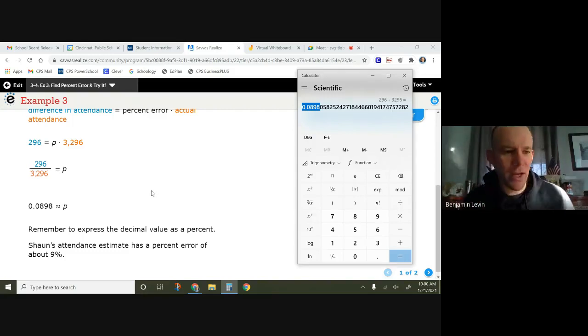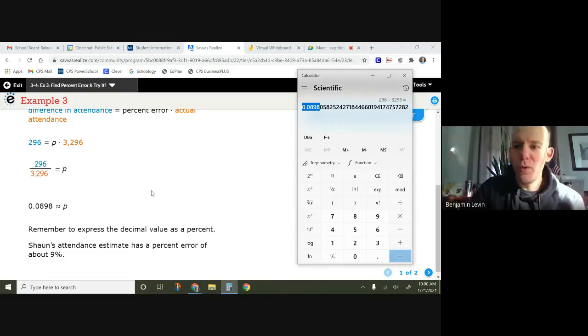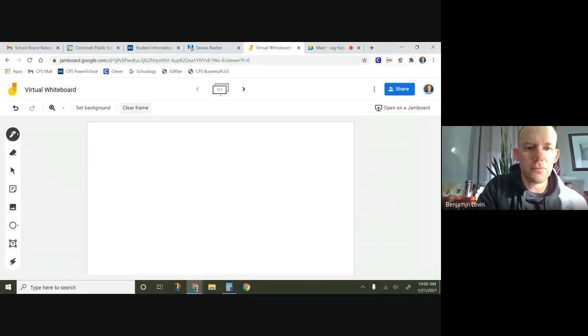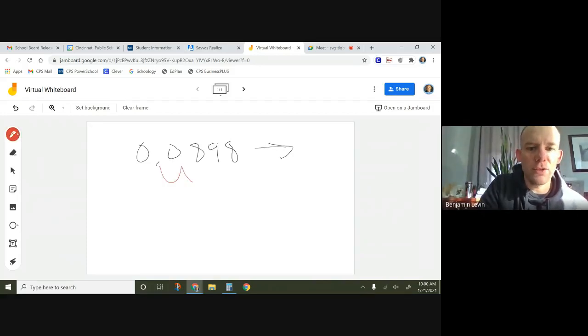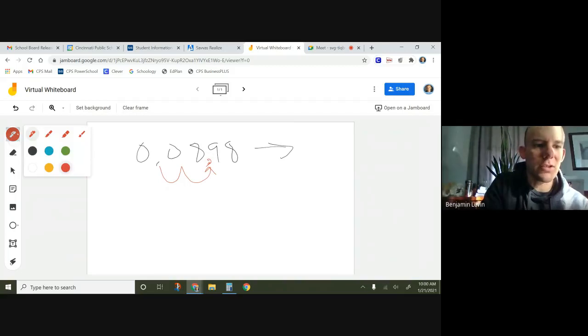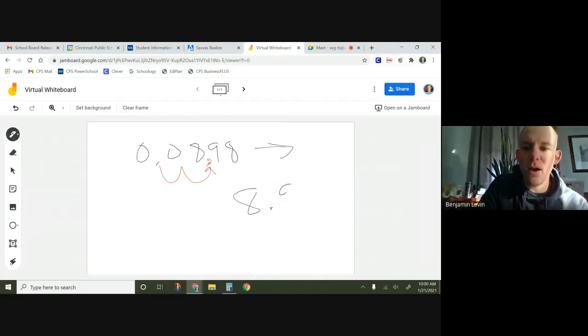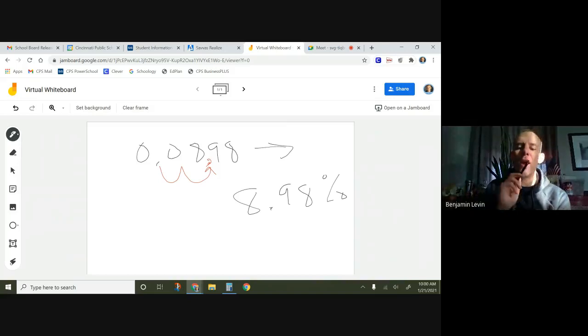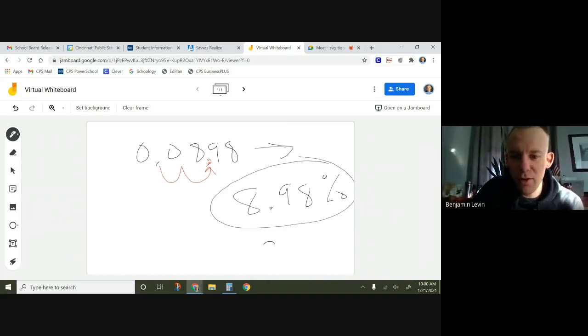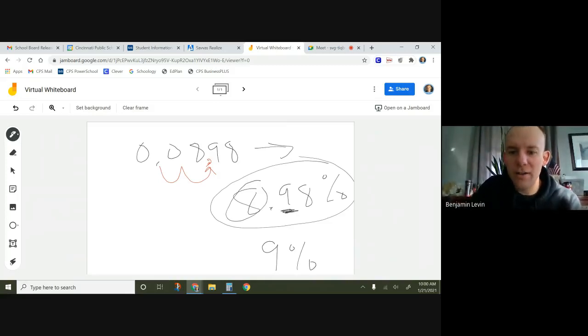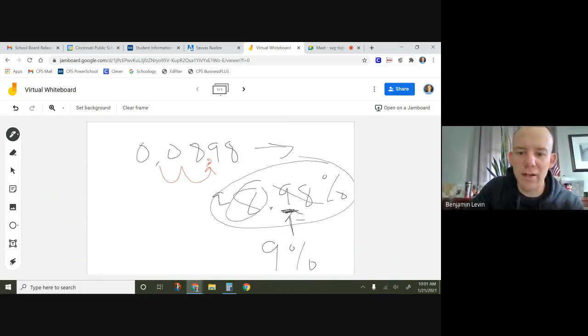Now, remember how we make a percent into a decimal. To turn 0.0898 into a percent, I need to move the decimal 2 spaces over. It's going to go here. So this would be 8.98%. But it said round to the nearest whole percent. Well, 8.98 is really close to 9, right? If we're rounding to this number, we look at the 9. 9 is 5 or more. So we're just going to chop this off and round this up to 9%, right?